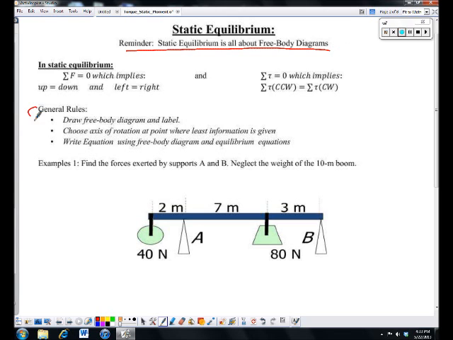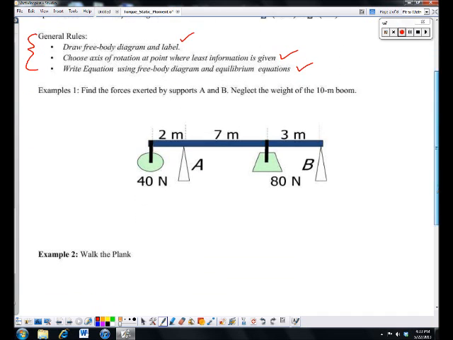Well, it starts with these three general rules. You start with a free body diagram. You choose whatever point of axis rotation you want. It does not matter because you are not rotating at all, so you can choose the pivot that's best for you. Then you write your free body diagrams and net torque equilibrium equations, and you attempt to solve the scenario.